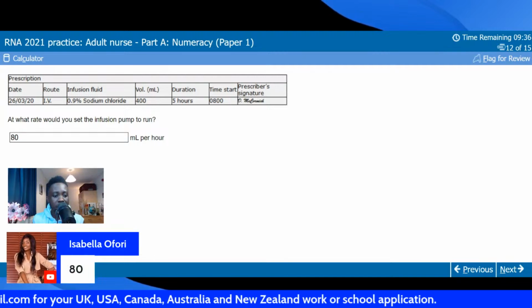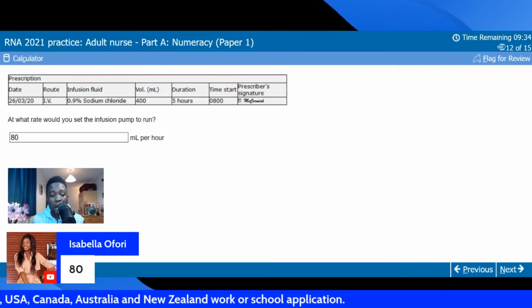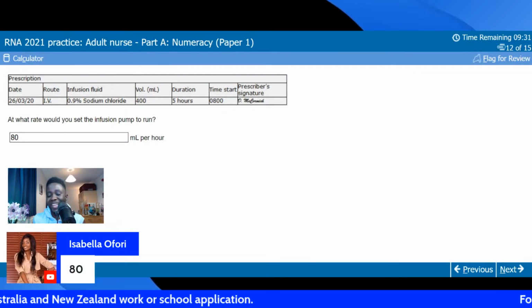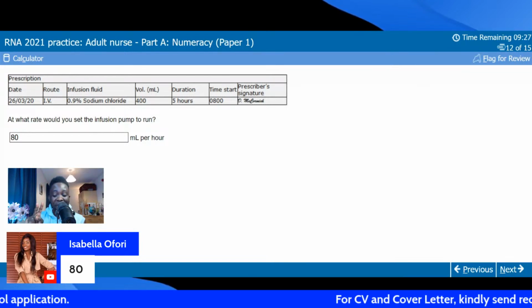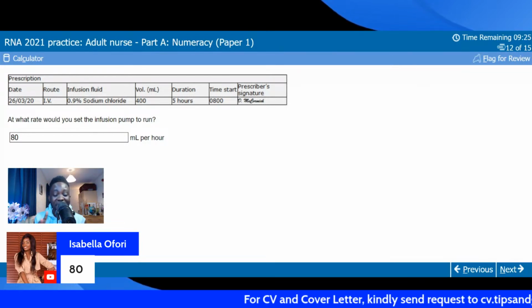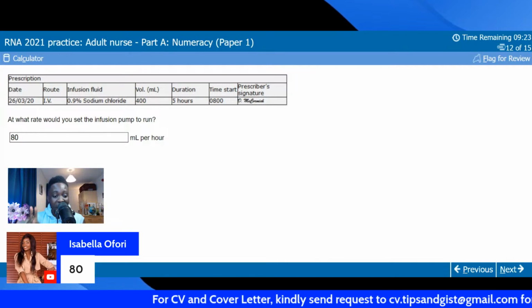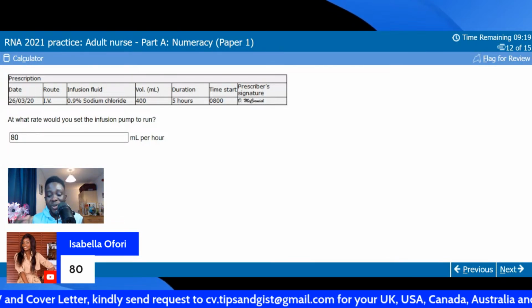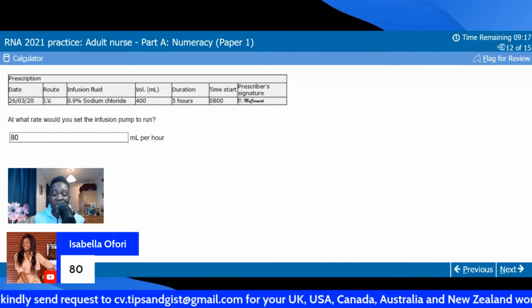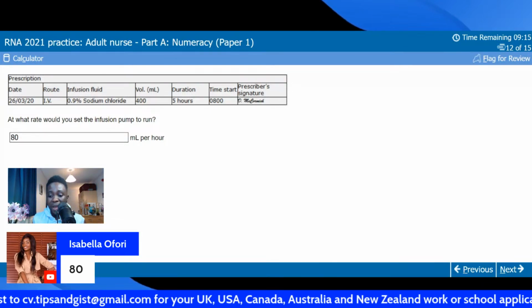So the answer is just 80. Forget now in terms of numeracy, the answer or the digit plus the unit makes a correct answer. So where you're supposed to add, if you don't add it, you are wrong. Where you're not supposed to add, if you add it, you are wrong. So here you're not supposed to add the mils, you added it, you are wrong. So Isabella got it right.